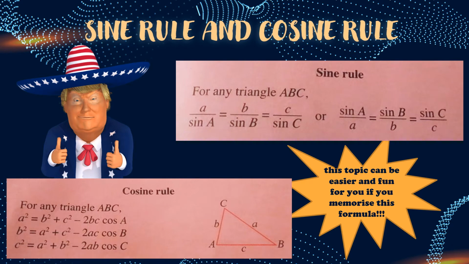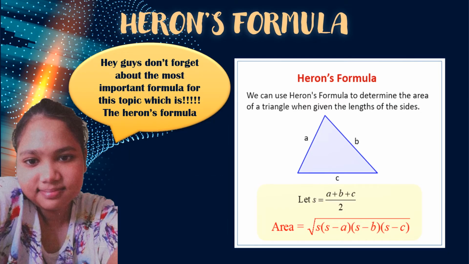Don't forget the cosine rule that can be applied for any triangle in the form of ABC. For example, a squared equals b squared plus c squared minus 2bc cos A. The sine rule is for any triangle ABC: a over sin A equals b over sin B equals c over sin C, or sin A over a equals sin B over b equals sin C over c. Hey guys, don't forget about the most important formula for this topic, which is Heron's formula.